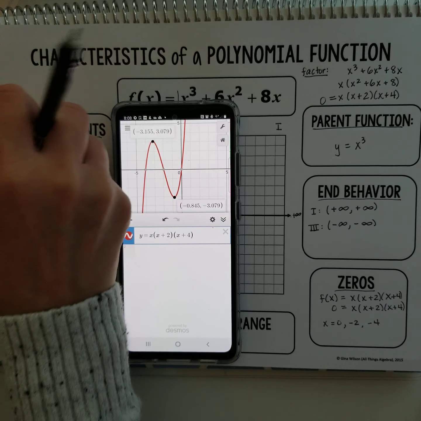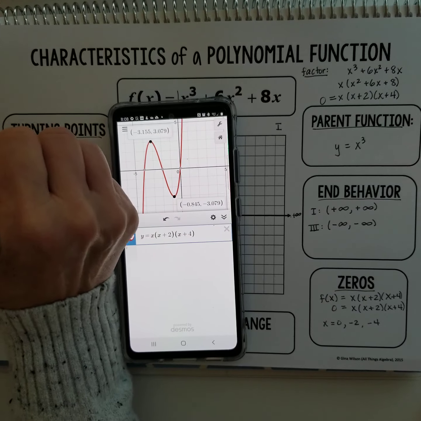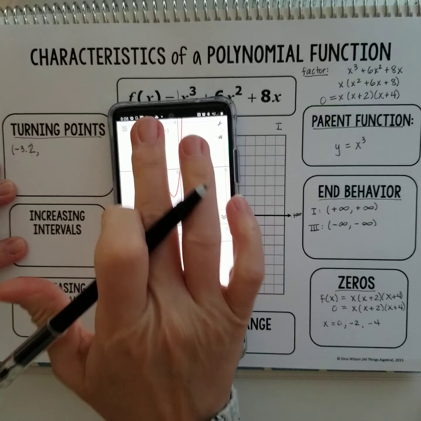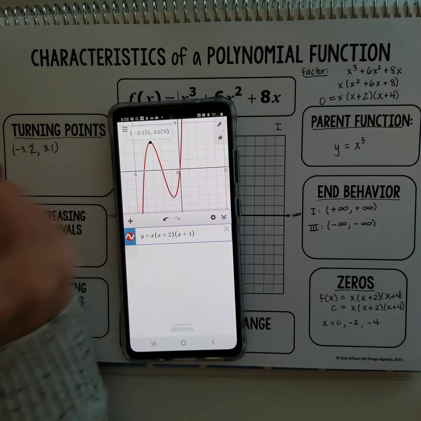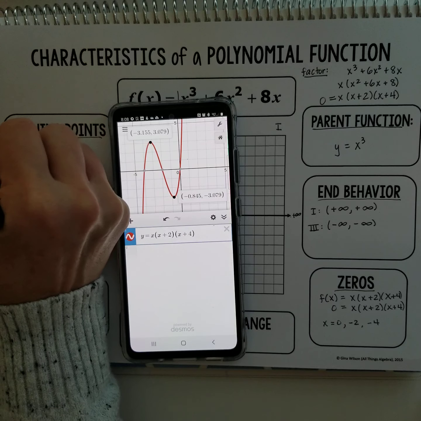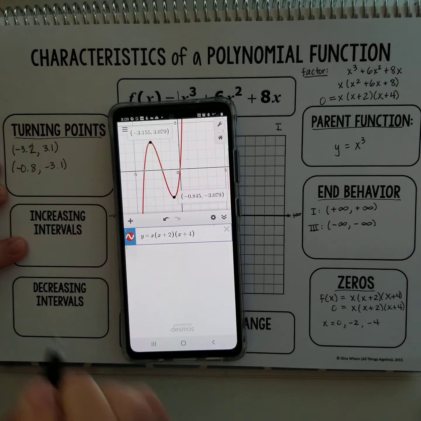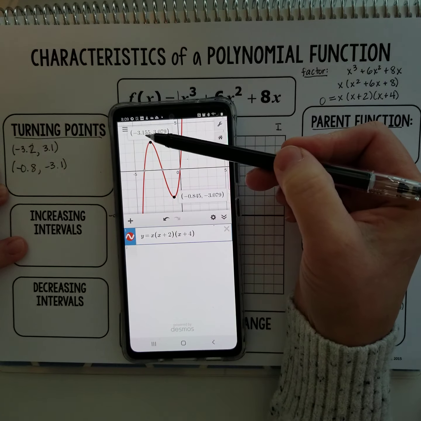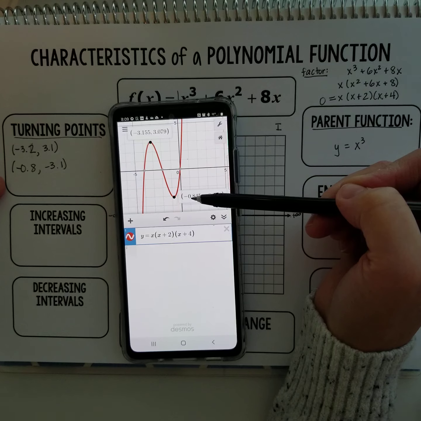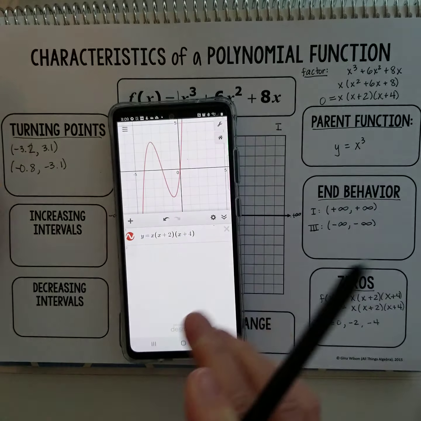You know what? We can round this. Let me go ahead and model that for you. We're going to just go ahead and round this to tenths, because that's probably the most accurate that we can draw. Okay, so here are our values: negative 3.2 and positive 3.1, and negative 0.8 and negative 3.079. So those are our turning points.